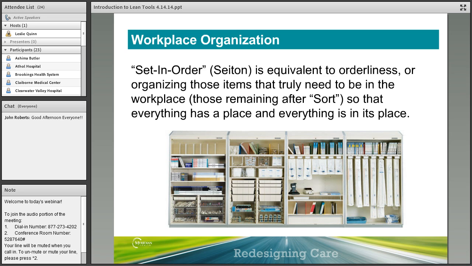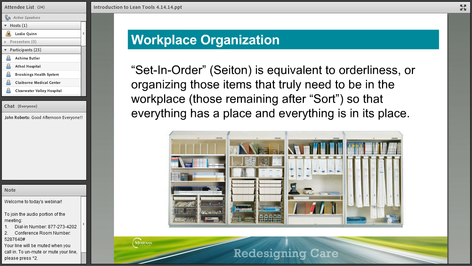The next step is to set in order. Once we've got those things we really need to be able to deliver the particular service or what the patient needs, then we go through the process of really setting those things in order.